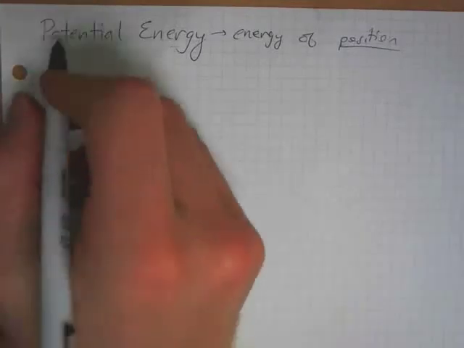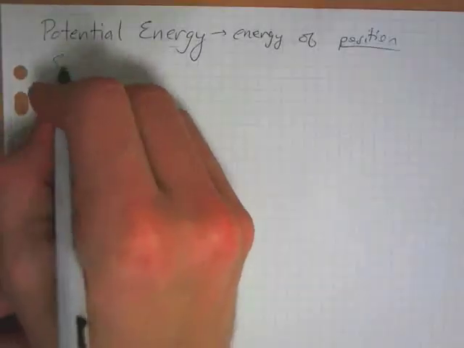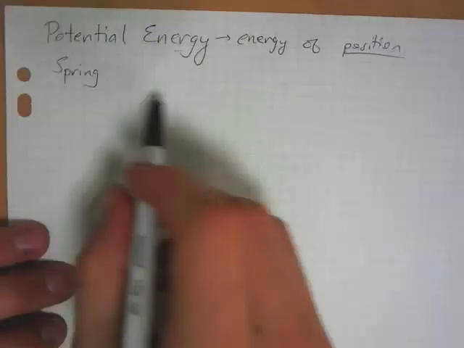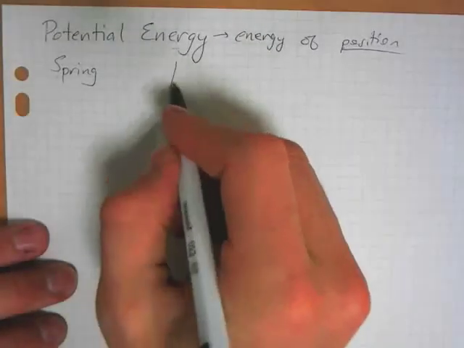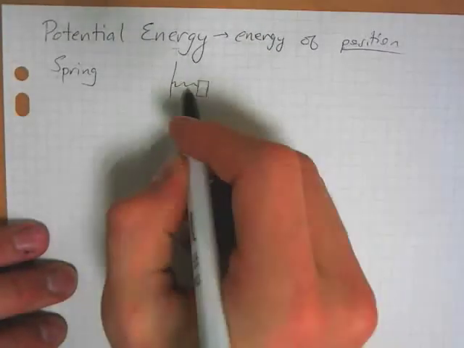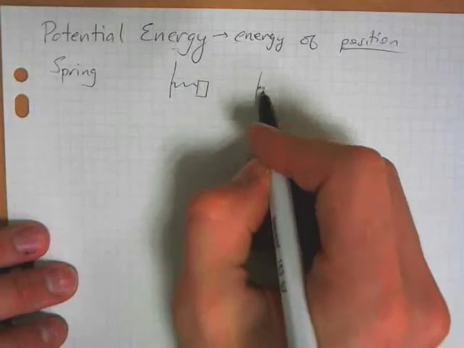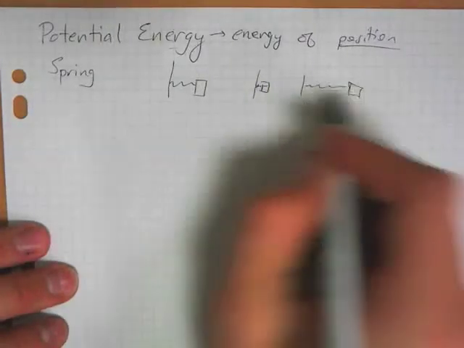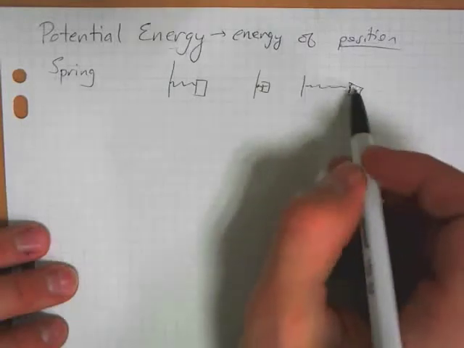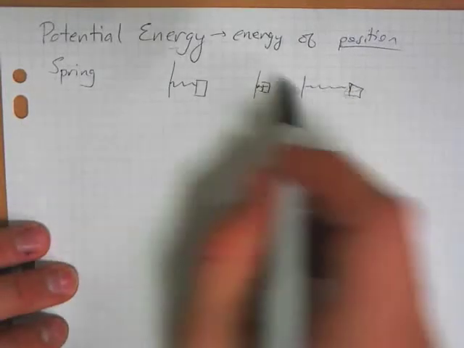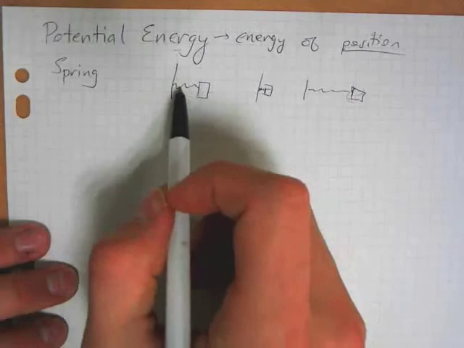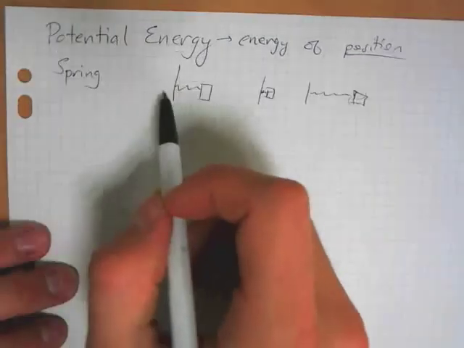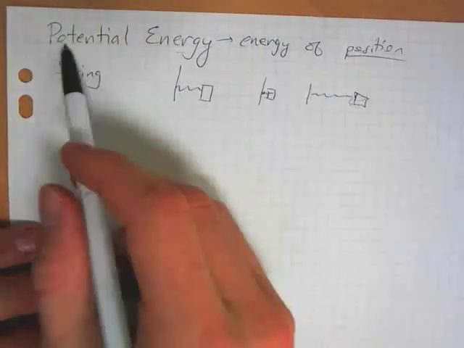The first one is spring potential energy. When you have an object on a spring, if you compress or stretch the spring, and then you let it go, this object will then gain kinetic energy. So there's this energy that's stored up as you stretch it or compress it, and that is the spring potential energy.